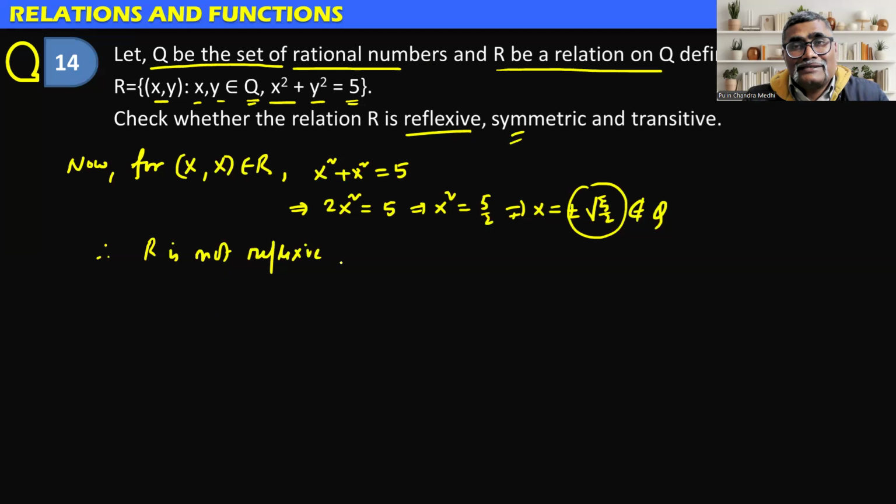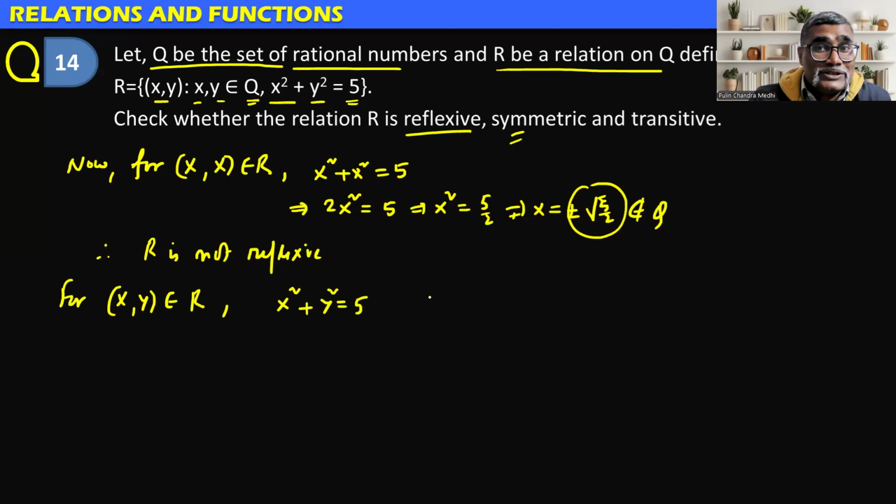Symmetric is possible. So you just identify one order. So how can I do it? For x comma y belongs to R, what do we get? x square plus y square equal to 5. Suppose that we get a rational number. Yes, you can get it by trial and error also. 1 and 4 you can get. Even other rational numbers will be there. I'm talking about 1 and 4. Sorry, 1 and 2. 1 square plus 2 square.